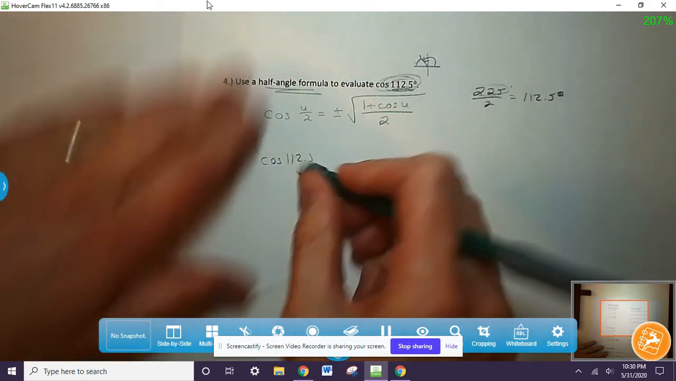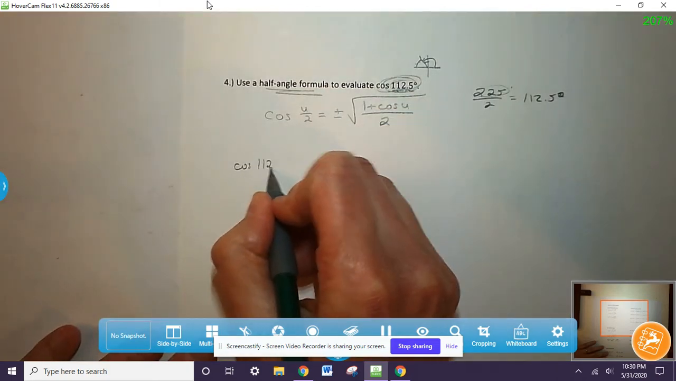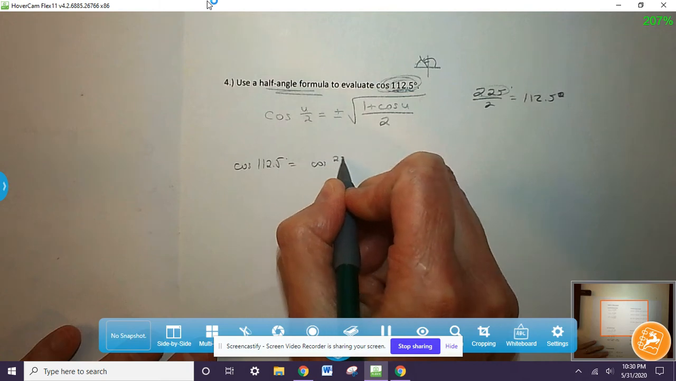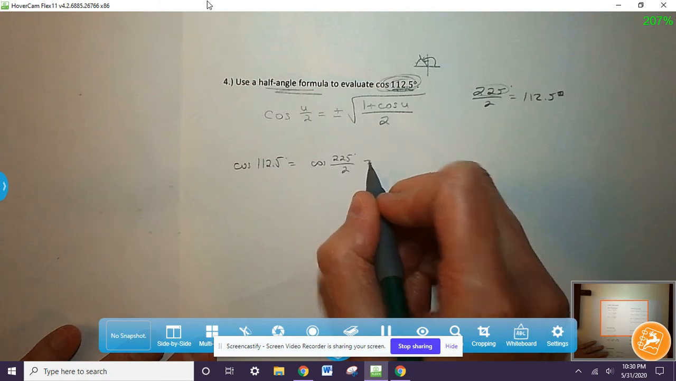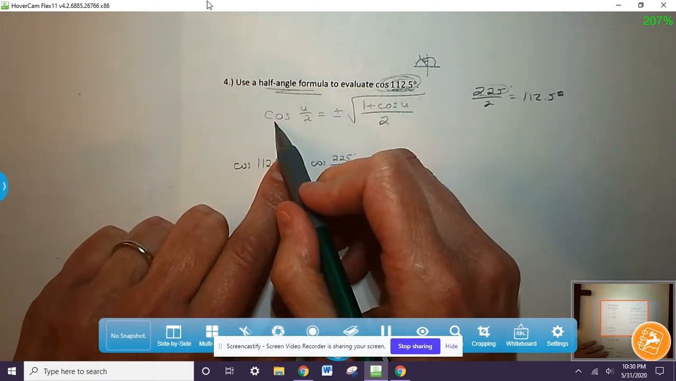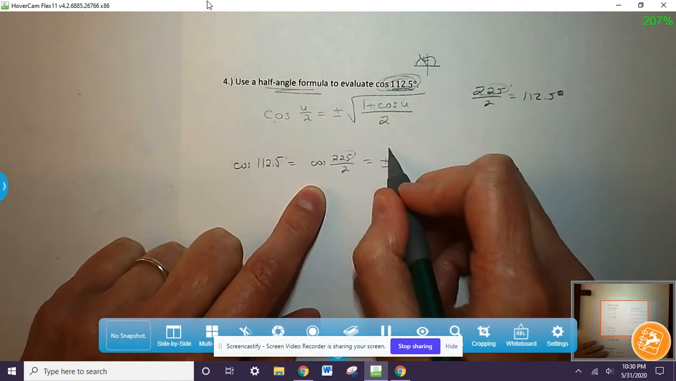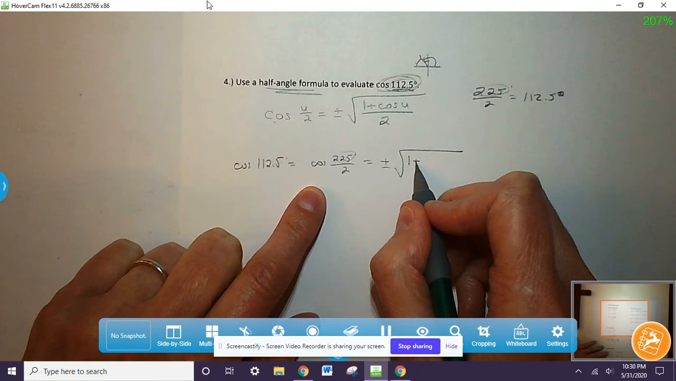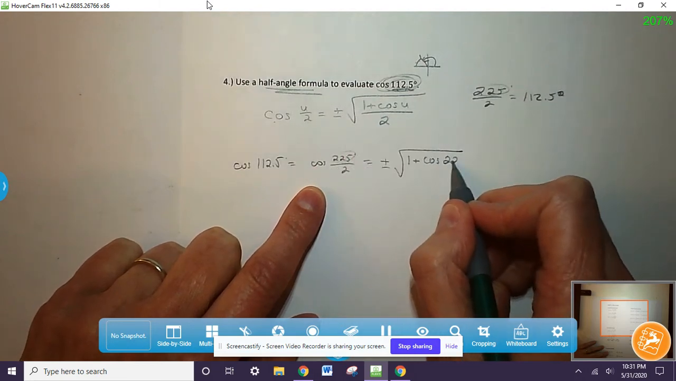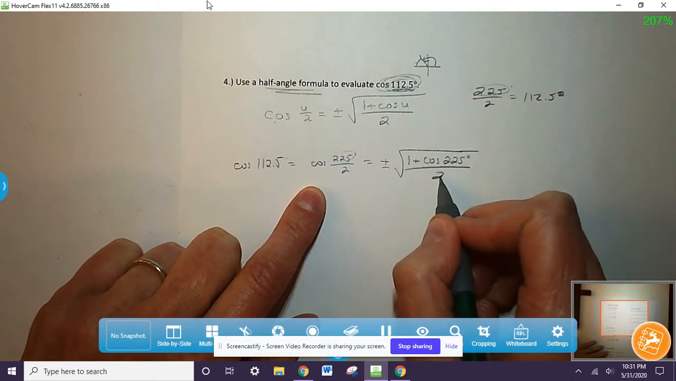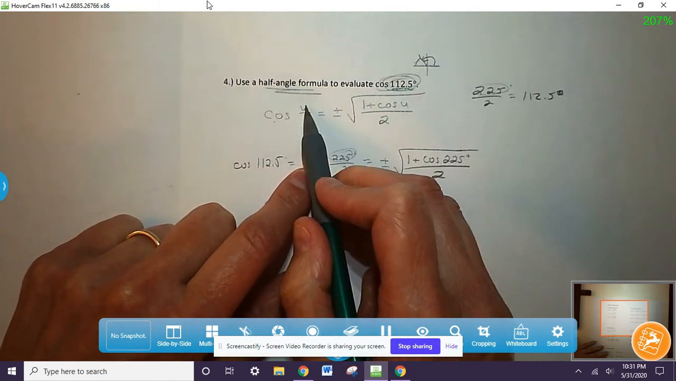But if we rewrite 112.5 as half of 225, because 225 divided by 2 is 112.5, so we can do that. Then if you look at the structure, you have cosine of u over 2, where u is 225. So I'm going to write that plus or minus for now. We'll handle that in a moment. I'm going to copy the square root, the 1 plus cos, and what goes in here is the 225. Because if you look at the structure, the u is whatever's in the numerator here above 2. So that's what goes inside.